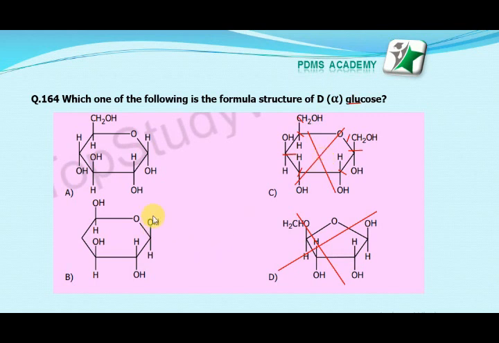Now this structure, B, count the carbons: 1, 2, 3, 4 and 5. This is also a wrong structure. So our correct answer is A. This is the alpha D glucose structure, which is correct.